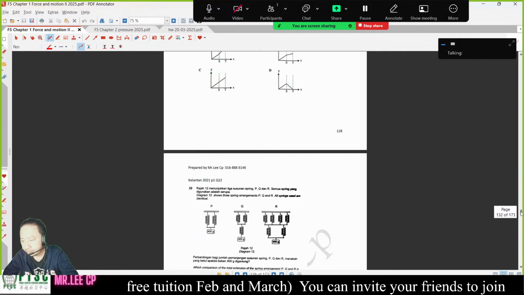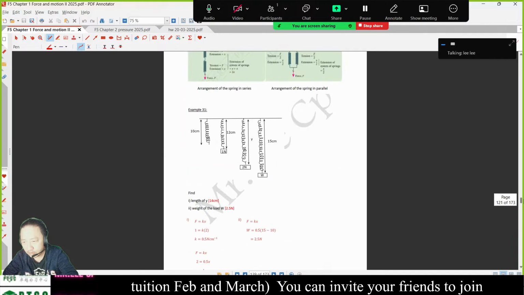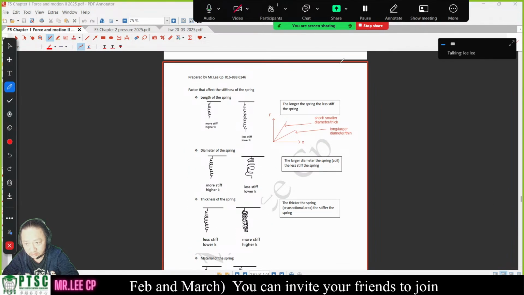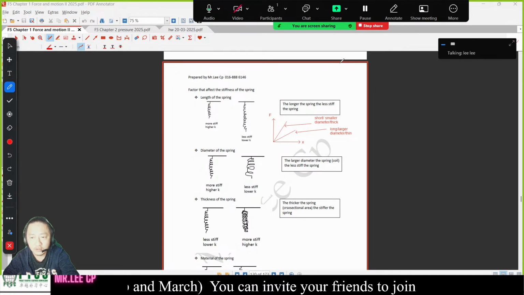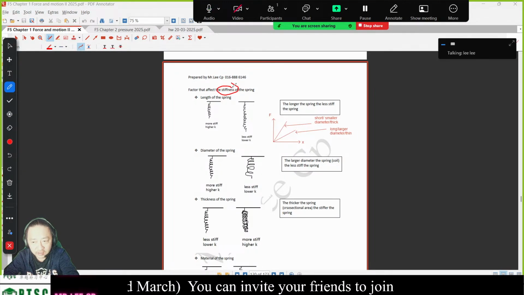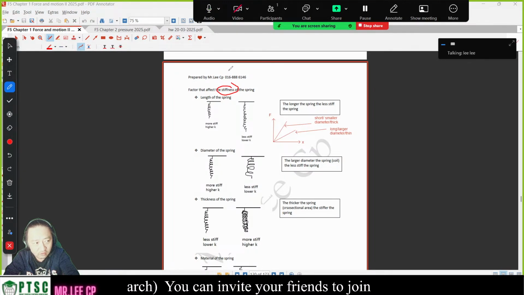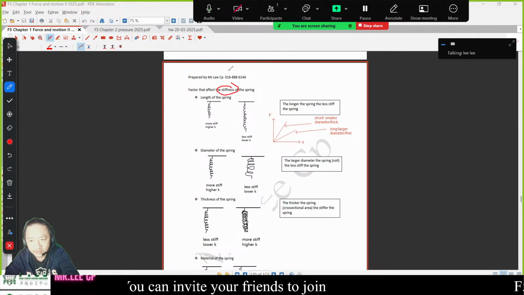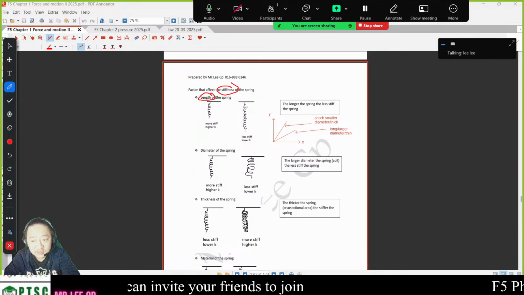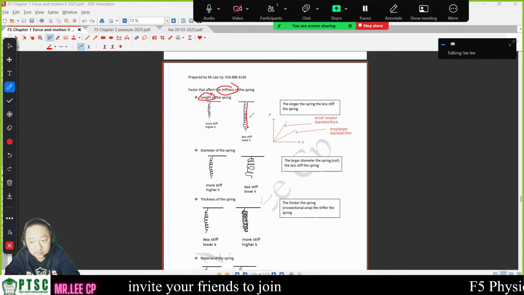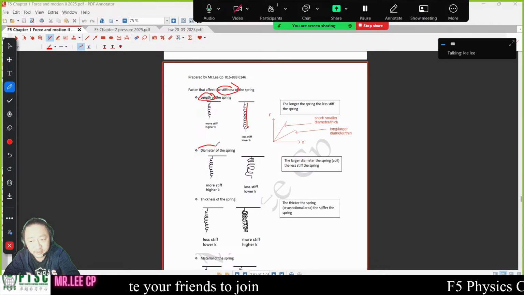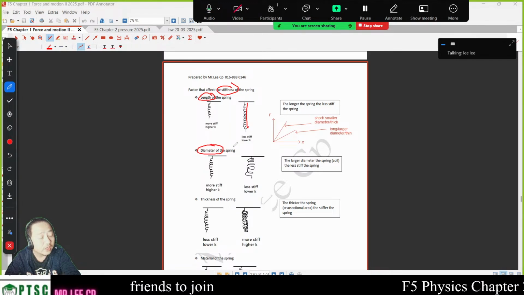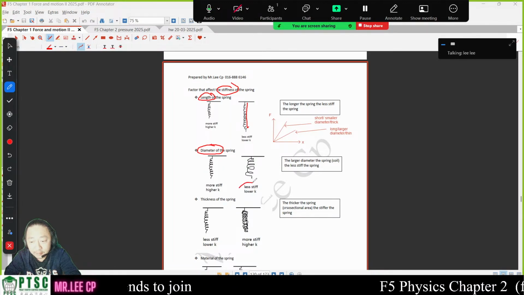So before we start, we look at what we learned last week first. I just state the important points. The factors that affect the stiffness of the spring: there are 4 factors, right? Including the arrangement, it will be 5 factors. First one is the length of the spring. The longer the spring, the less stiff the spring. Then the diameter of the spring, the diameter of the coil. The bigger the diameter, the less stiff the spring.